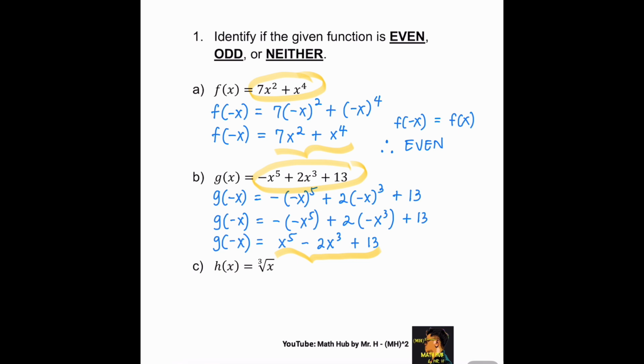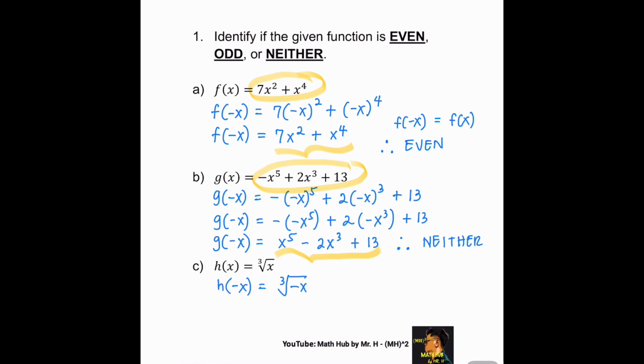Definitely this function is considered neither even nor odd. And for the third example, we were given h of x equals cube root of x. So the rule: we replace the x by negative x, so it will be cube root of negative x, right? Which is actually the opposite of the original function.